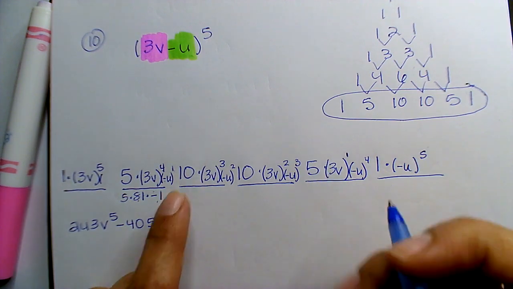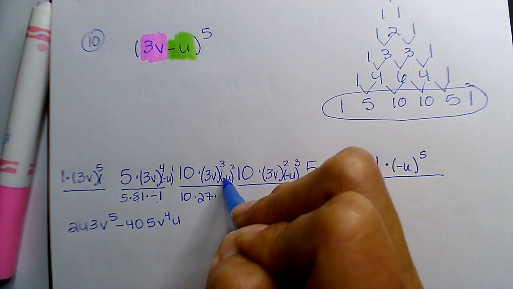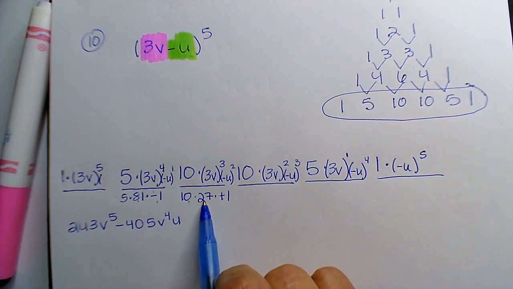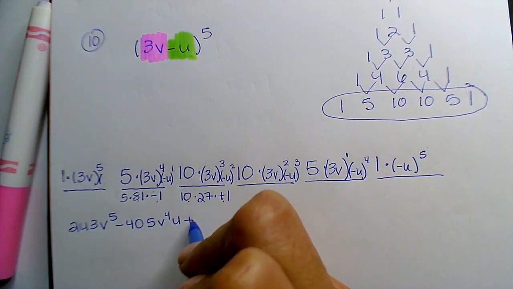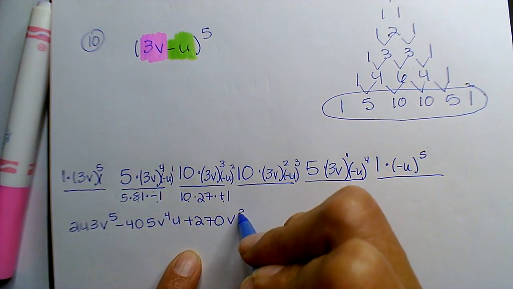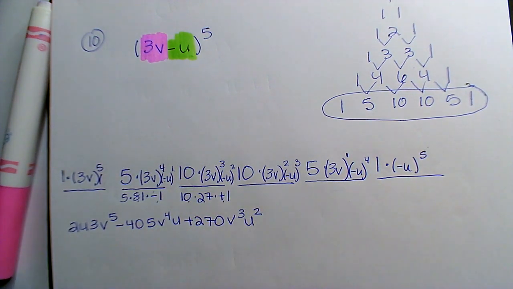Okay, now the next one. I have a 10. 3 cubed is 27, and negative 1 squared is a positive 1. So what's 10 times 27 times 1? 270. And then that's v3 and u squared. It beats doing all the foiling. It is faster. Keep going.